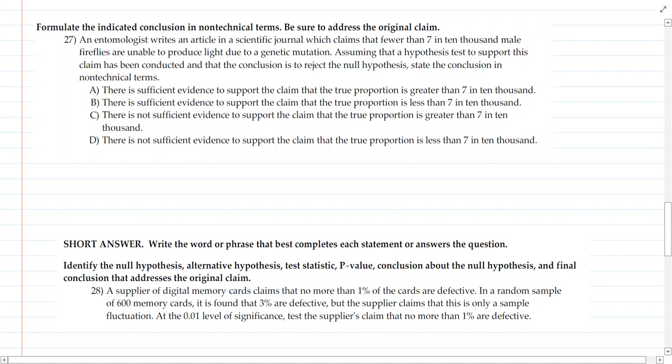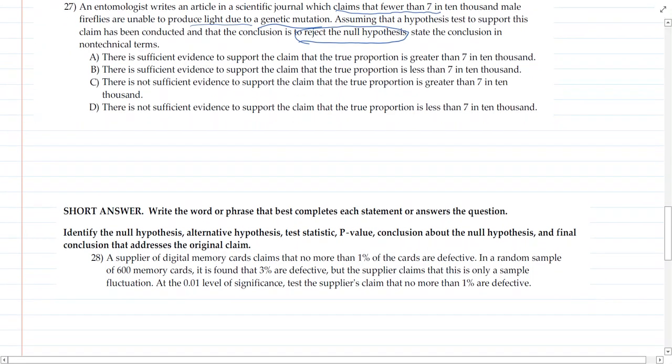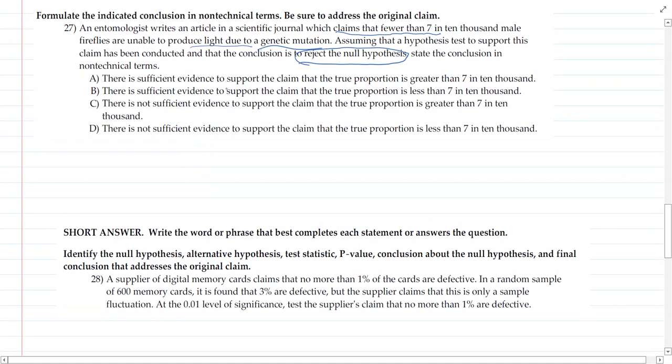An entomologist writes an article in a scientific journal which claims that fewer than 7 in 10,000 male fireflies are unable to produce light due to genetic mutation. So, that's the claim. Assuming that a hypothesis test to support this claim has been conducted, and that the conclusion is to reject the null hypothesis, then we support the claim. In non-technical terms: there is sufficient evidence to support the claim that the true proportion is greater than 7 in 10,000. That sounds very good.